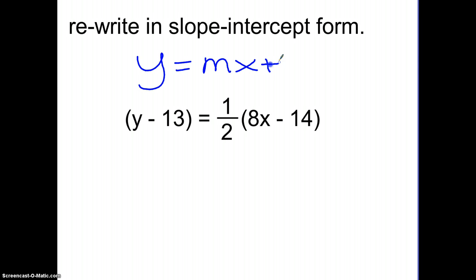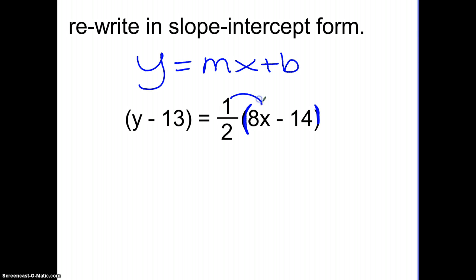So if we want to rewrite in slope-intercept form, that means solve it for y equals mx plus b. That means get y by itself. To do that, we cannot add the 13 first, which a lot of people want to try and do, and just add it here. That's not okay, because the 8x and the 14 are grouped together. You can't separate those until you've gotten rid of the parentheses by distributing.